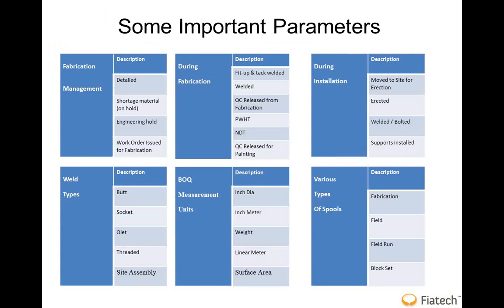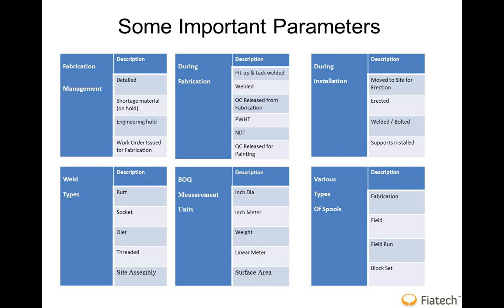Now here I just showed some of the parameters which are of importance in the piping industry. For instance, if you look at the BOQ measurement units, you can see that there are some terms which are used only in this industry, like inch dia, inch meter, surface area, and so on. All of these are a way of measuring whether progress or requirements for testing, like inch meter is a good indicator of how much testing you're going to be needing, or inch dia is a good indicator to know how much welding you're going to be needing. Surface area is good for painting, and so on.